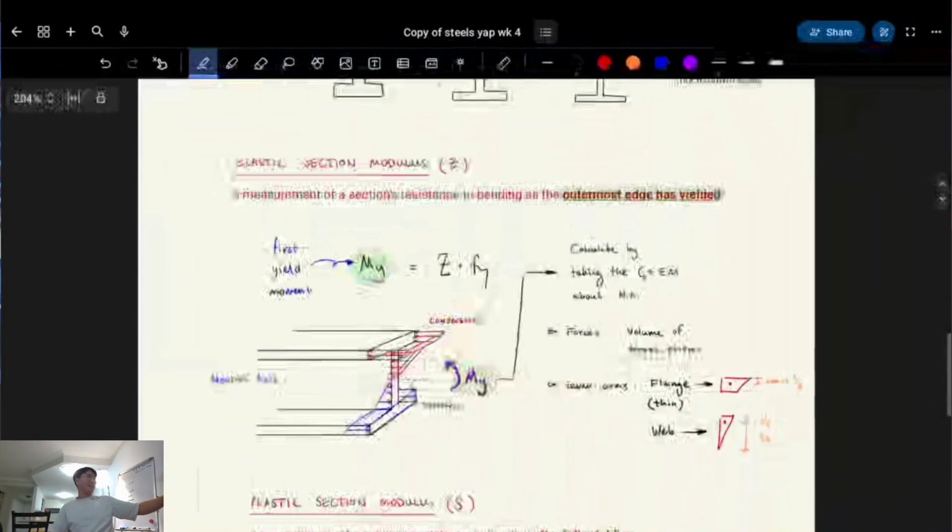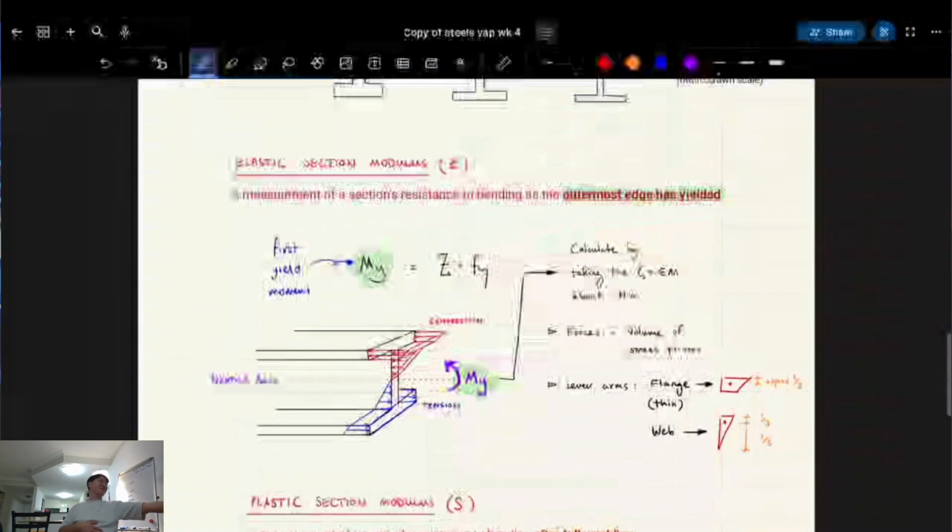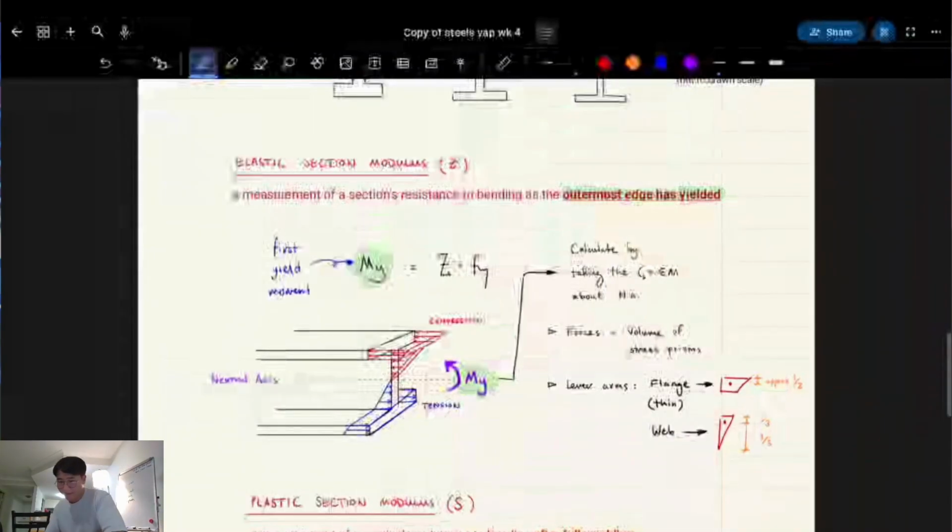And now we have another thing to consider: elastic section modulus. Have you seen this before? Z. Sorry, I know it's blurry. Have you seen this equation before? M equals Z times strength? Maybe not. Moment equals force times distance.